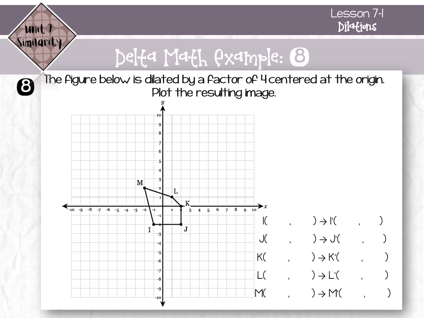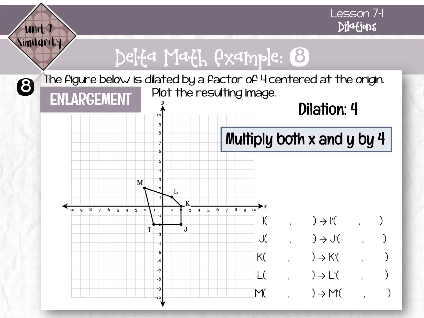Number 8. Here we go again, pentagon. So dilations. 4, we're getting a lot bigger. Good thing we have some room. Enlargement. Multiply both the x and the y by 4, but let's see where they are originally.